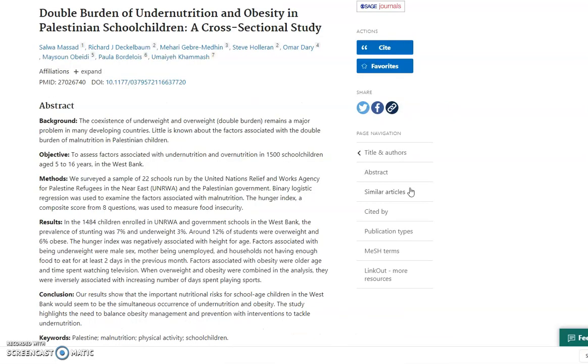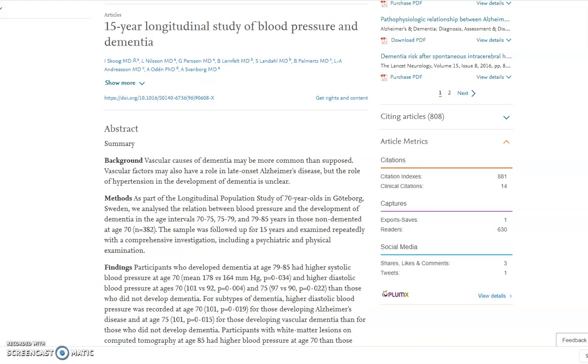Let's look at a real world example of a longitudinal study. Here is an actual research of a longitudinal study. It's a 15-year longitudinal study of blood pressure and dementia. They are researching 70-year-olds in Gothenburg, Sweden for 15 years, those who have blood pressure and dementia problems.